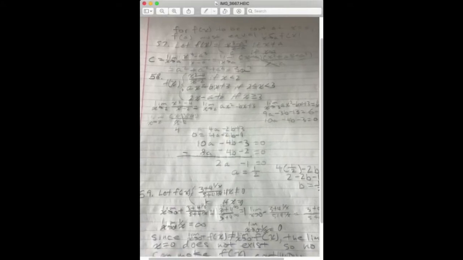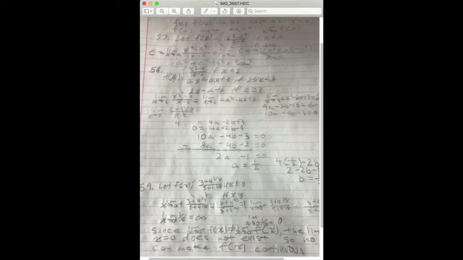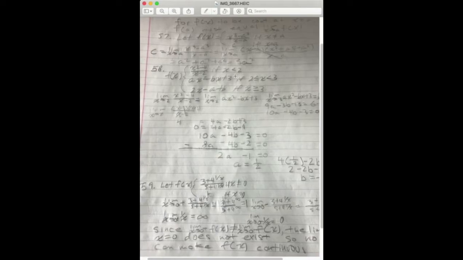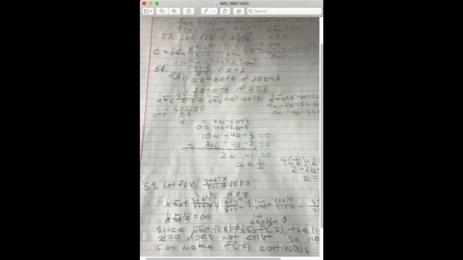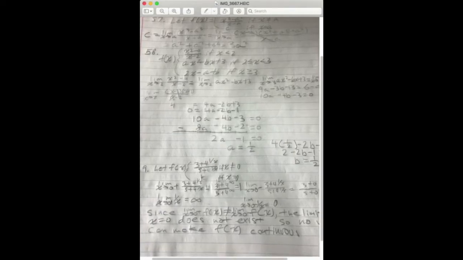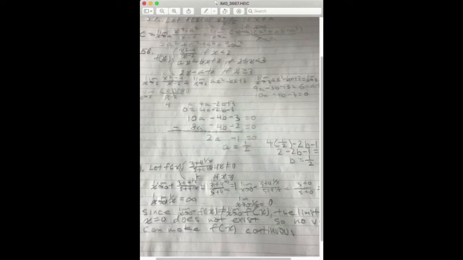And then for number 58, you have another piecewise function, and you have to find the values of a and b that will make it continuous. So the way you do that is you set the limits from either of the 2 points where the function changes, at 2 and 3, equal to each other, so it'll be continuous. You set the limit of the first part of the piecewise function equal to the limit as x approaches 2 of the second part, and same for the second and third part, but for 3. After you do that, you'll get a system of equations in 2 different variables. So you'll get 4a minus 2b minus 1 equals 0, and 10a minus 4b minus 3 equals 0. Then you can use elimination, and you'll find that a is 1/2, and b is also 1/2.